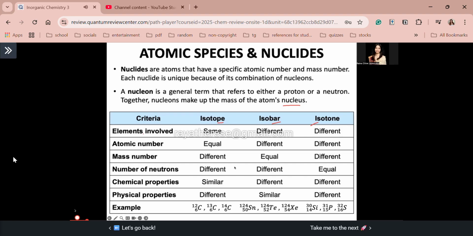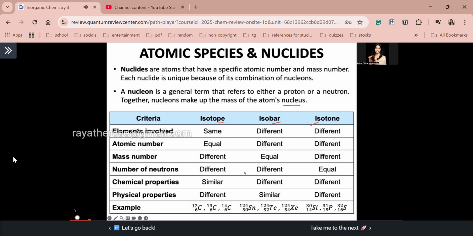For mass number, the mass numbers of isotopes are different, the mass numbers of isobars are equal, and the mass numbers of isotones are different. Next, for the number of neutrons, isotopes have different numbers of neutrons, isobars also have different numbers of neutrons, and isotones have equal numbers of neutrons. For the chemical properties, they are similar for isotopes, different for isobars, and different for isotones. For the physical properties, they are different for isotopes, similar for isobars, and different for isotones.